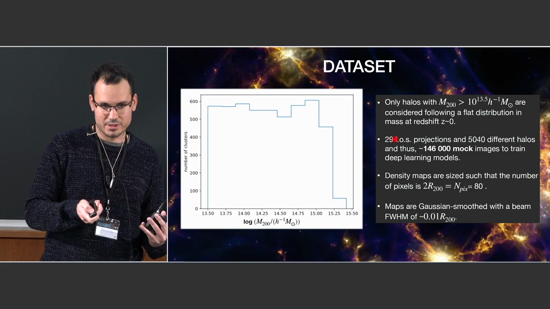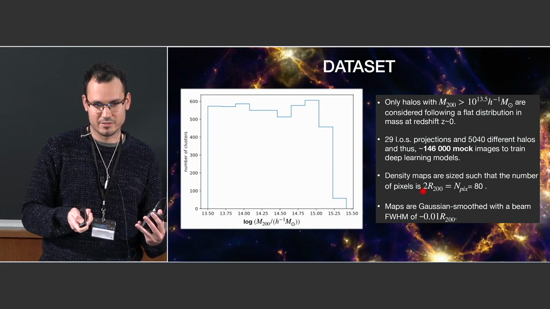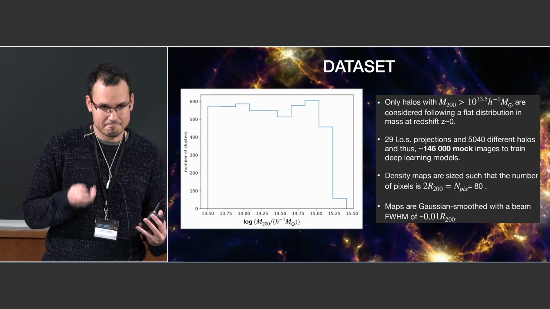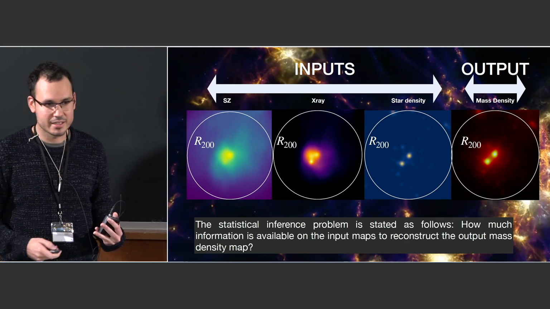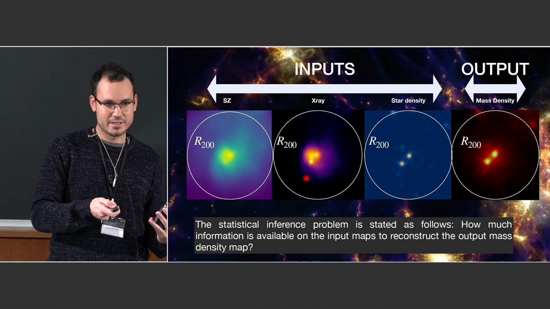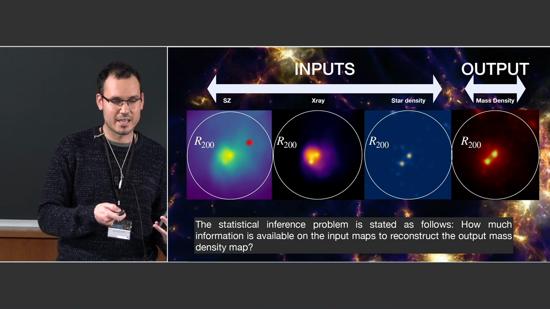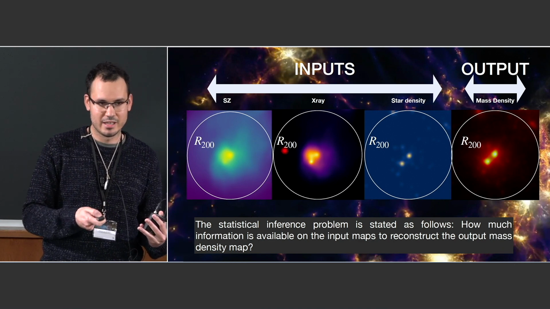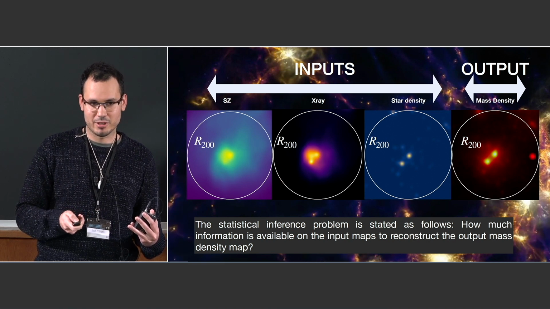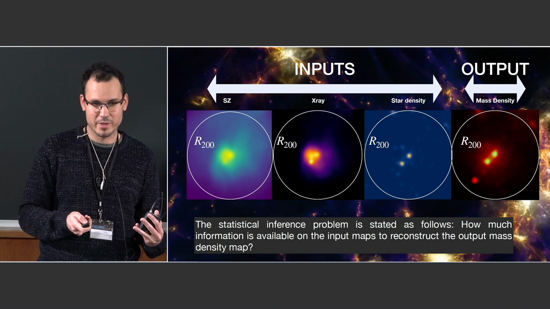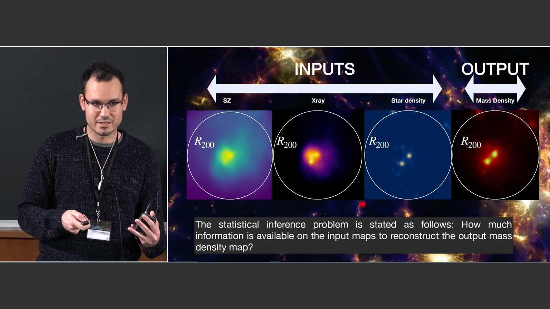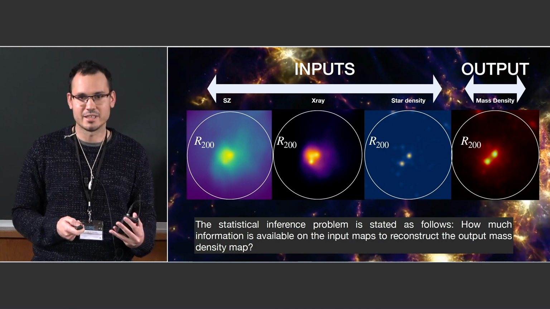Our images are sampled to cover R200. Twice R200 is 80 pixels, and they are Gaussian smoothed with a very small bin. This is how our data set looks. So at the end, our problem is stated as follows. We have mock or idealized observations of galaxy clusters in microwave, X-ray, and stars. And the inference problem is to get the mass density, which would be similar to doing weak lensing, but only from this information that is more available in surveys.